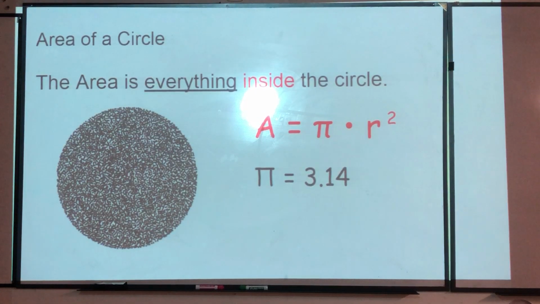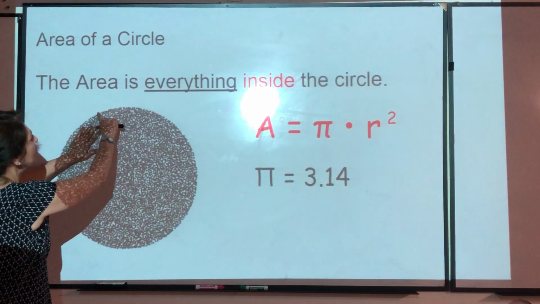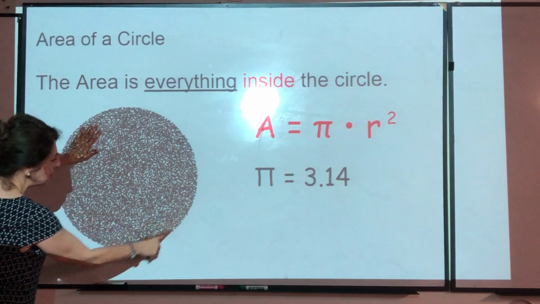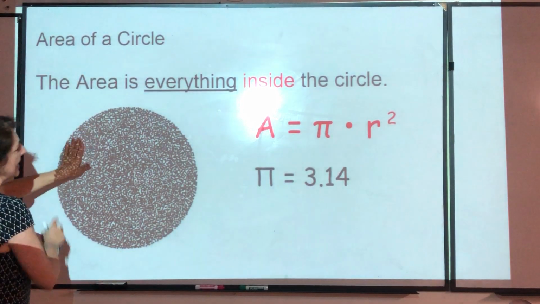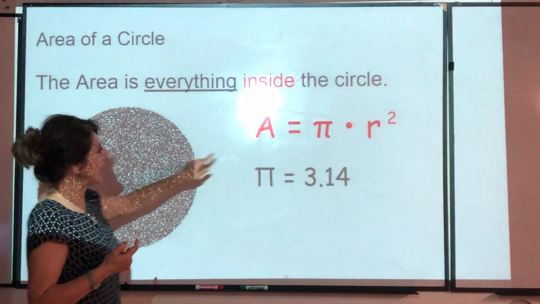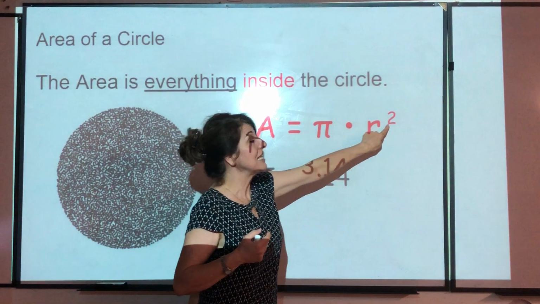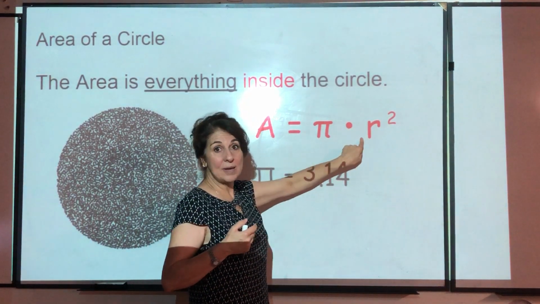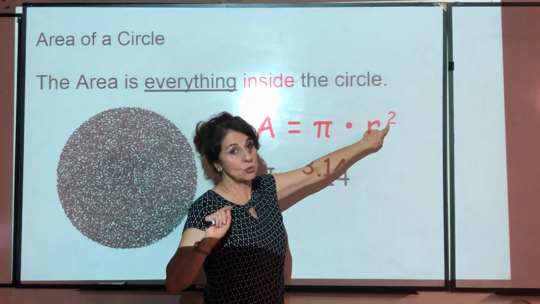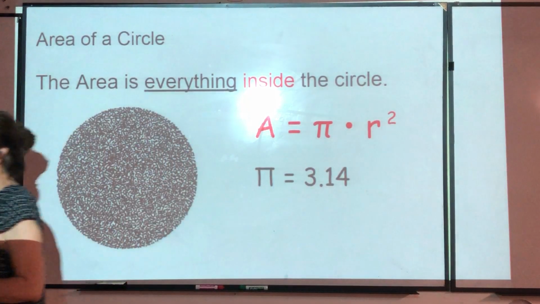Then we go to area. Area is everything that is inside. Circumference is just the outside line, the perimeter, and area is everything inside. So the formula for area is pi times r, which is the radius, squared. Remember, the radius is squared and not 2 times the radius. And pi, 3.14.